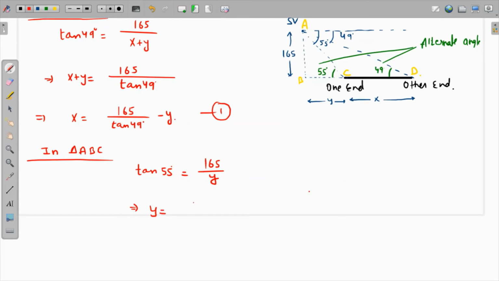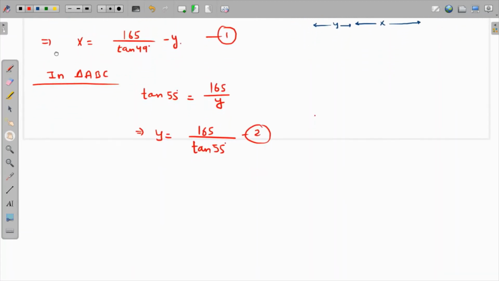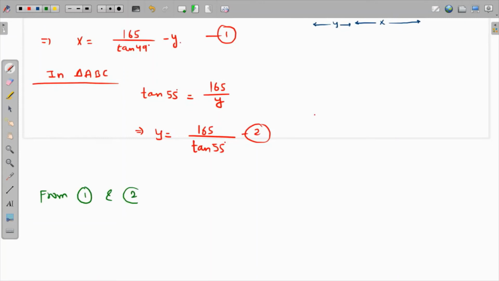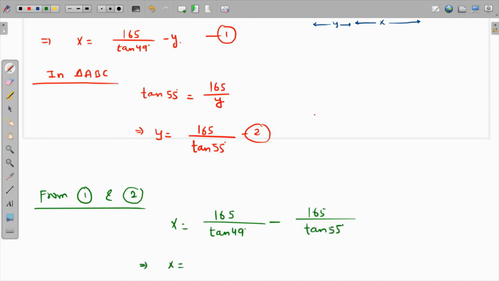So the value of y will be 165 over tan of 55 degrees. Let's keep it like this. So we got the value of y as well. All we have to do is substitute y from equation 2 into equation 1. So from the first and second, x is equal to 165 over tan of 49 degrees minus y, which is 165 over tan of 55 degrees. So we can get the value of x from here, which is the length of the ship.